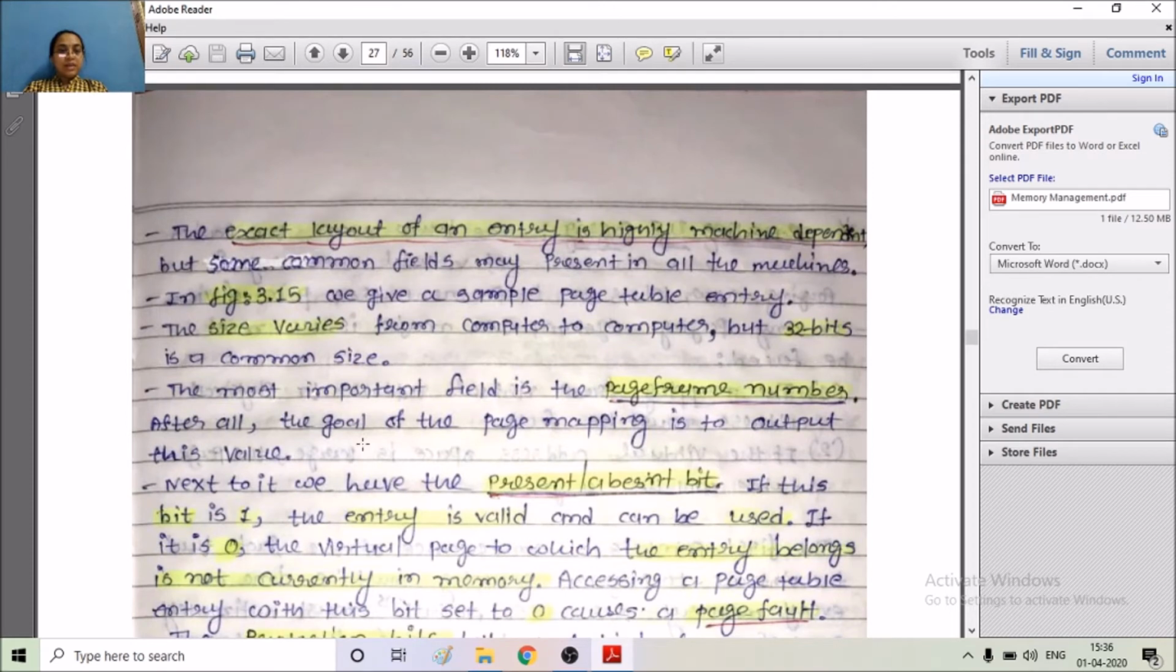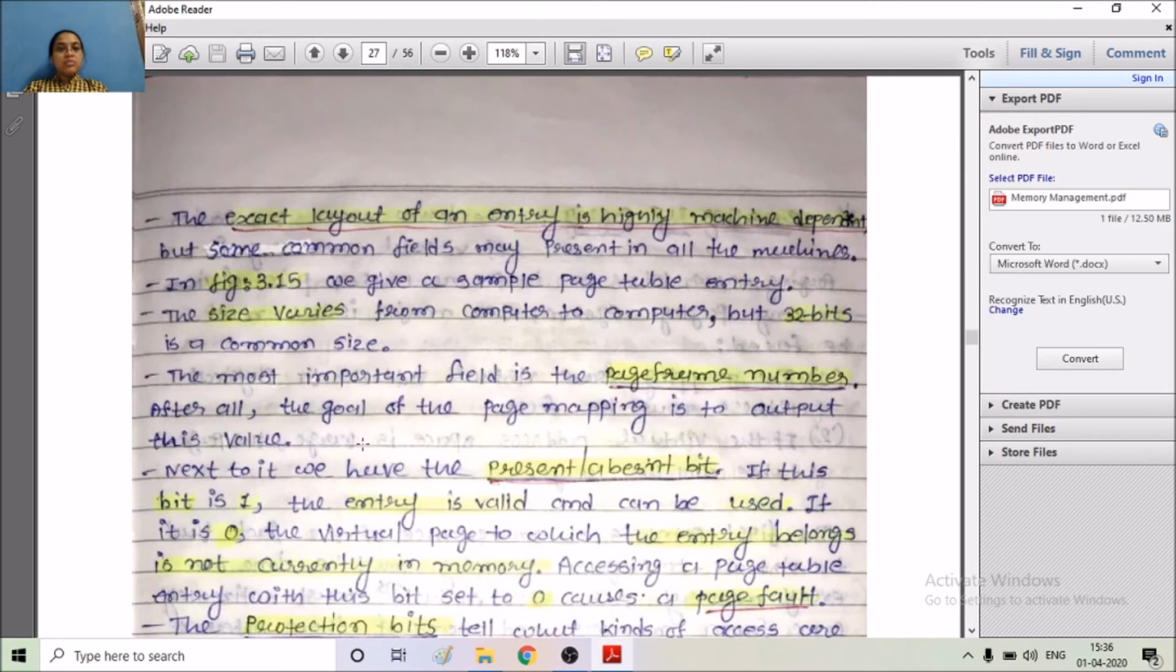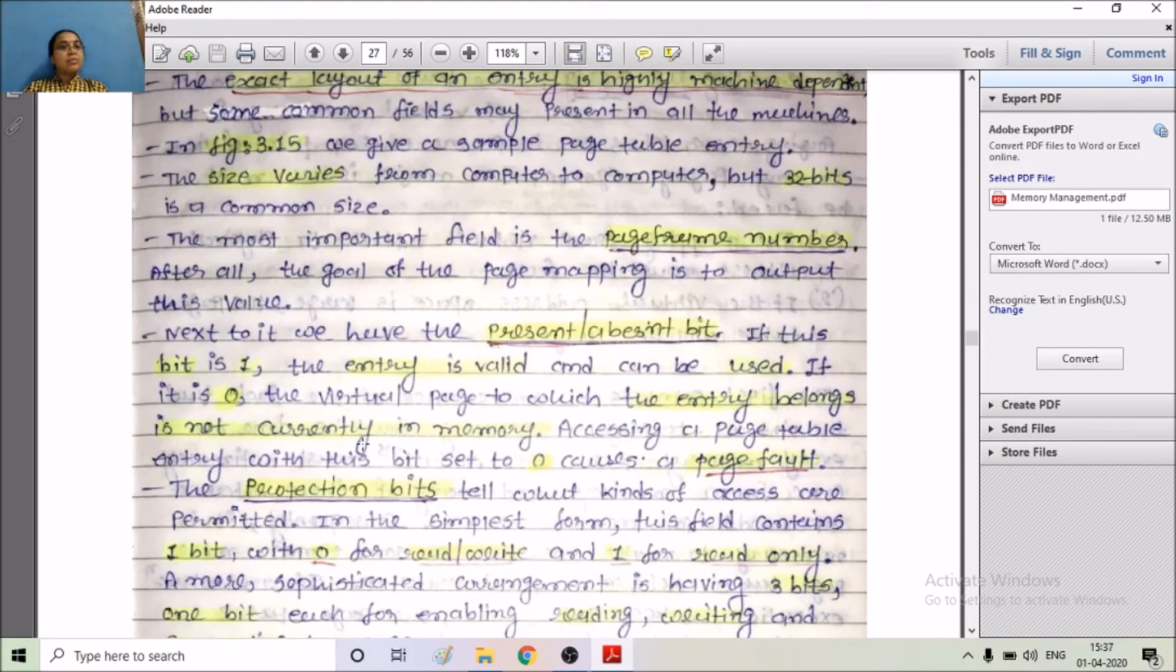The first field in the page table entry is the most important field, the page frame number. After all, the goal of page mapping is to output this value. For a particular page, which page frame number, meaning which virtual page is mapped to which page frame number. We require the page frame number whenever we want to convert our virtual address into a physical address, right?